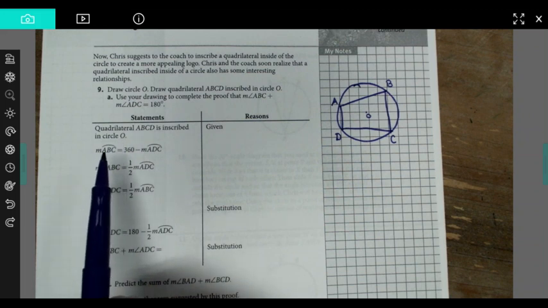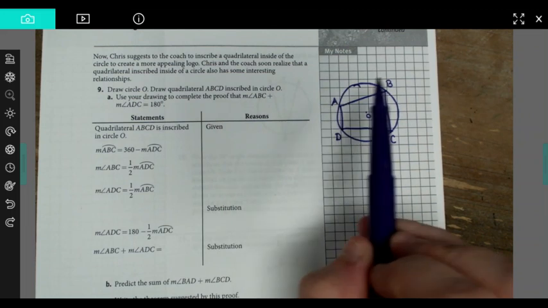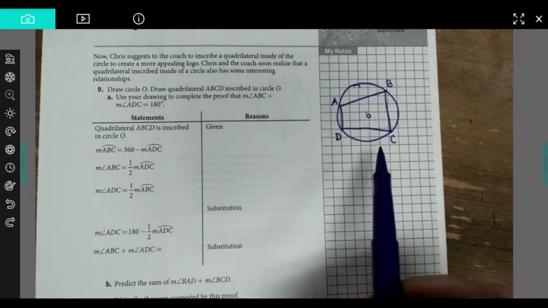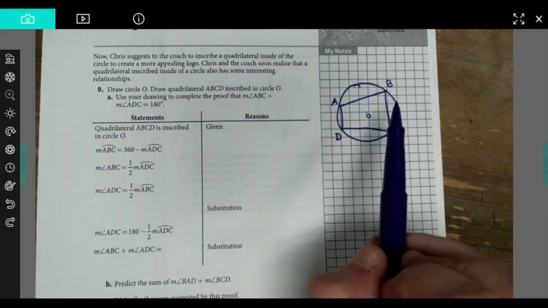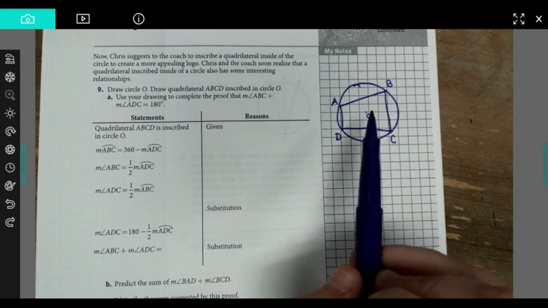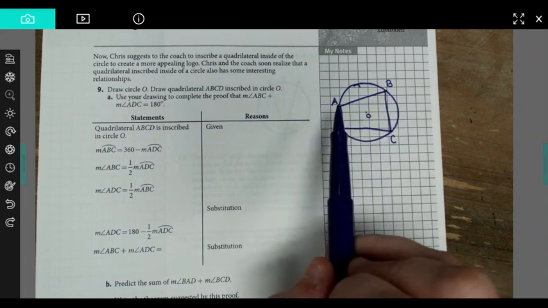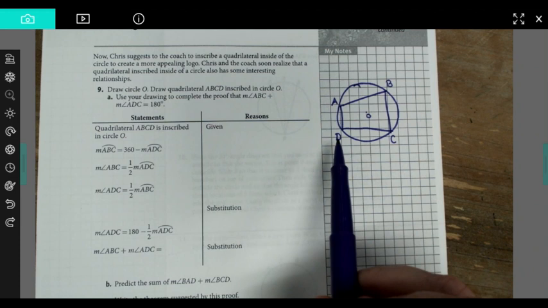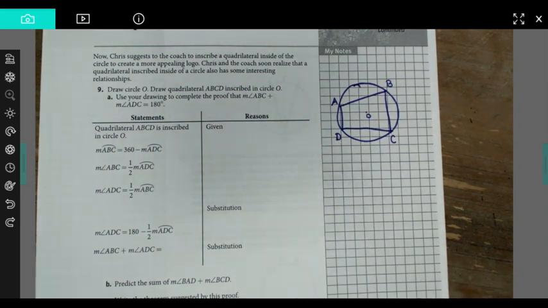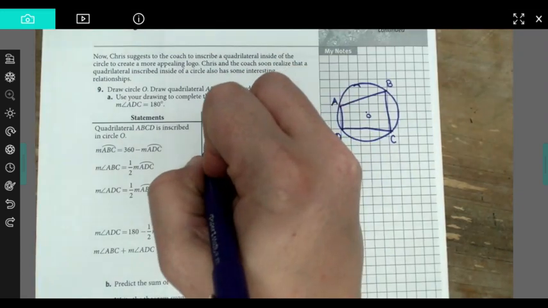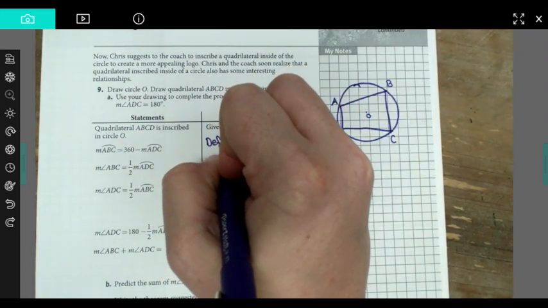The measure of arc ABC equals 360 degrees minus the measure of arc ADC. And what is my reasoning there? That would be definition of major arc.